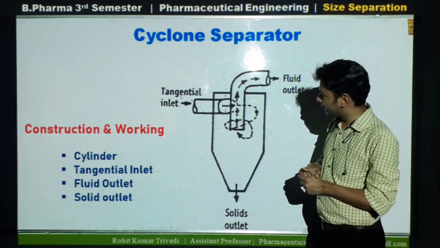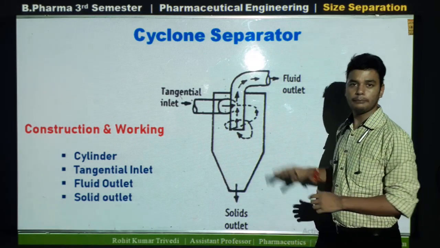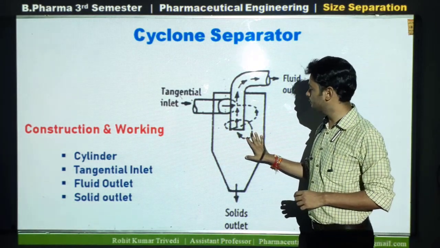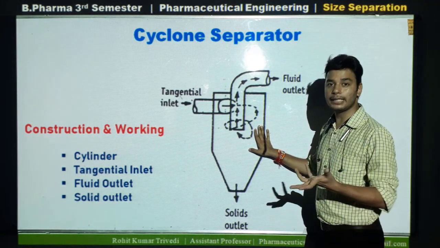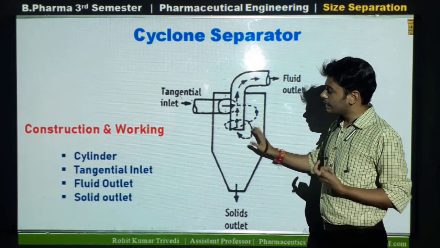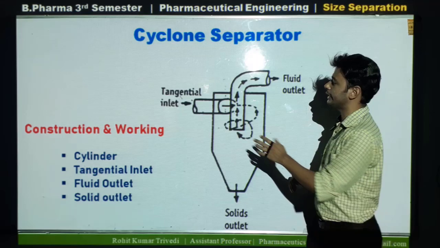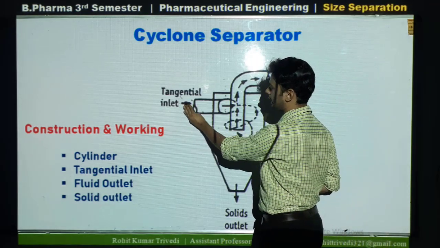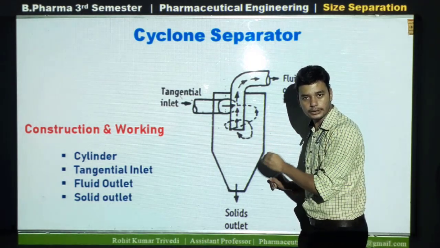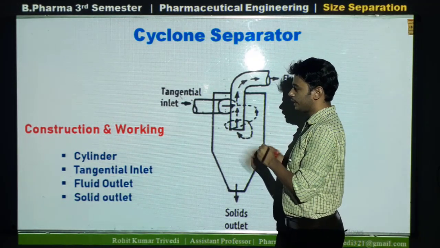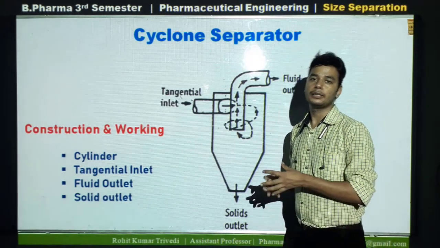The very first is the cylinder. This cone-like structure, you can see, is the cylinder. Majority of the time, the cylinder is made up of metal, a heavy and strong material. The second part is the tangential inlet. Here you can see the tangential inlet. Basically, this inlet is responsible for the entry of high velocity air inside the cyclone separator with the material that we will be separating on the basis of their particle size.